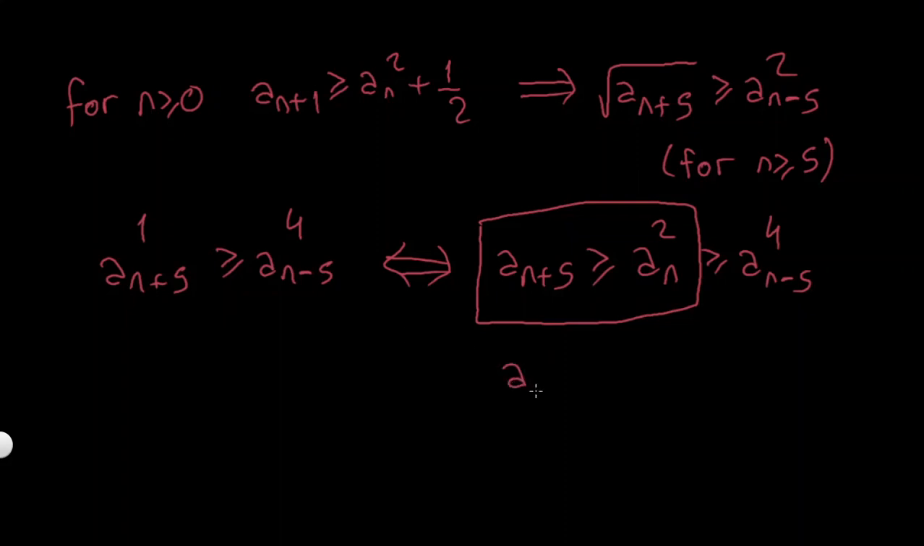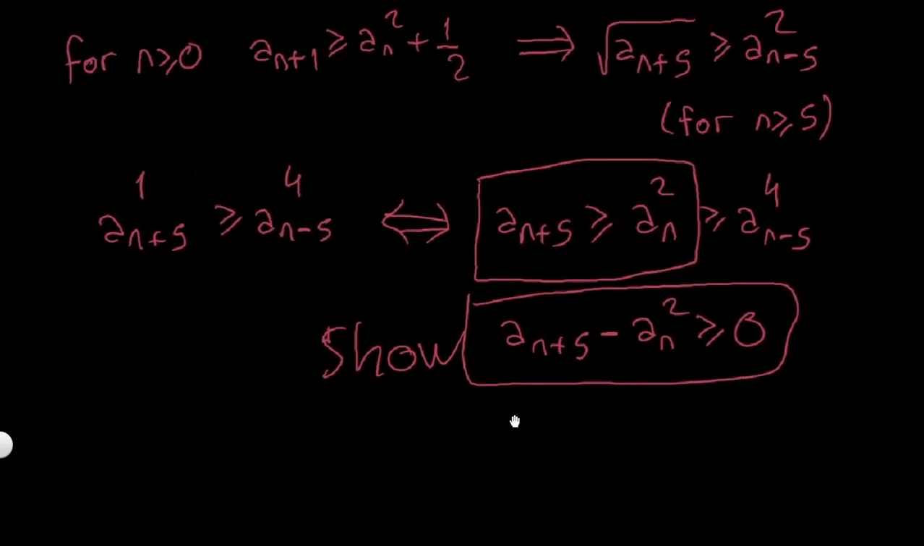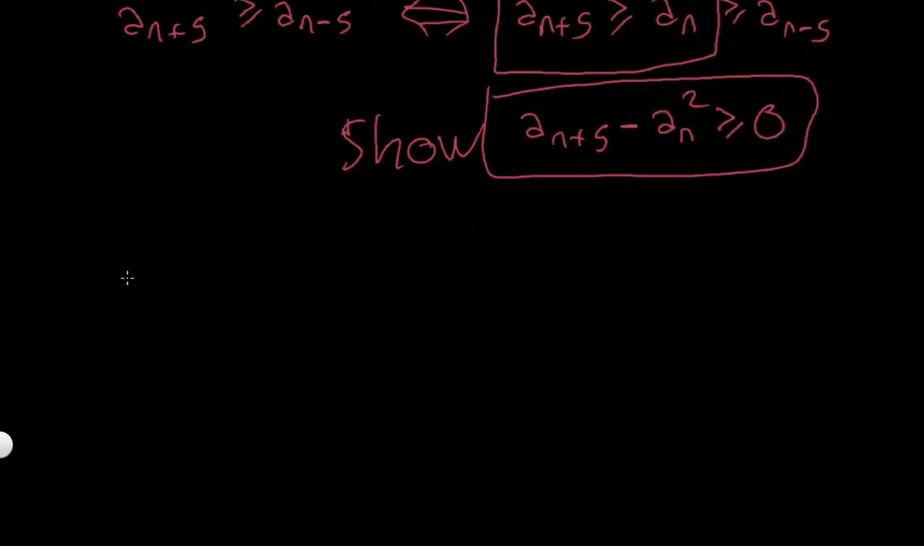So I want to show a_{n+5} minus a_n squared is greater or equal than 0. If I can show this, this is equivalent to showing my problem. Okay, so my task is to show this. And let's see how we can do this. So I'm writing this main statement given in the question.